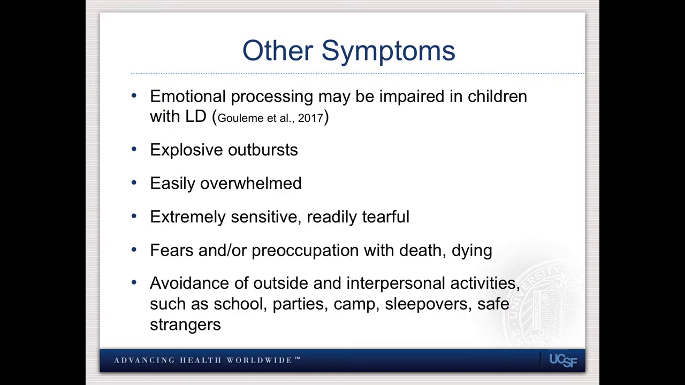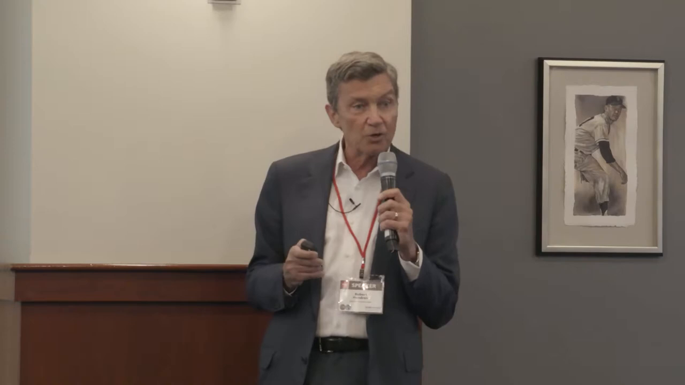It can also lead to explosive outbursts when they get overwhelmed and they have a meltdown. The kids can be sensitive, easily tearful, fear and having preoccupation with things like death and dying, and you'll hear kids say that, and it really leads to great concern from parents that say, oh my gosh, is my kid suicidal? I think usually greater questioning leads to them saying, no, I just wish there was a way that this would stop. I wish that this anxiety didn't have to go on. It's not that I want to off myself, but how can I make it stop? How can I make it go away? And then we talked about avoidance.